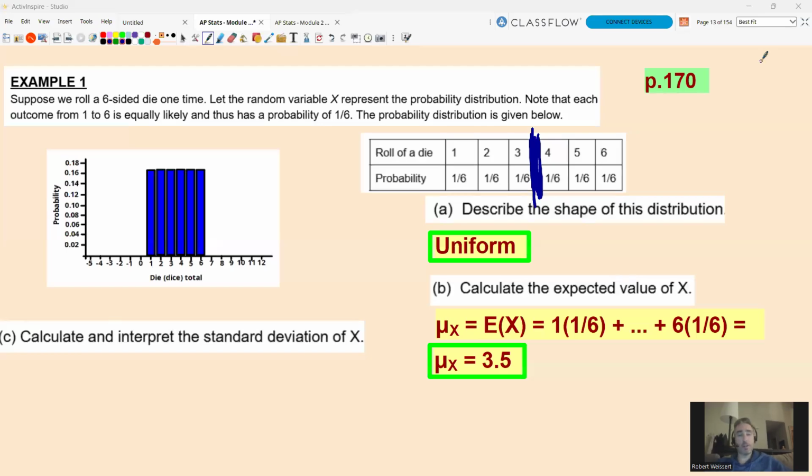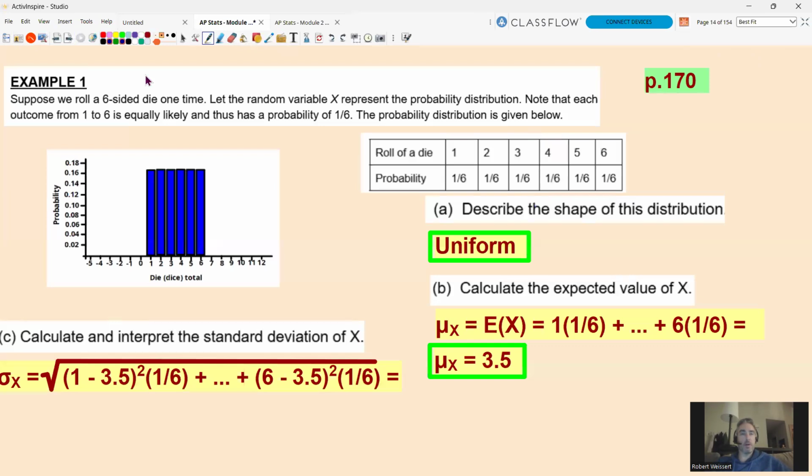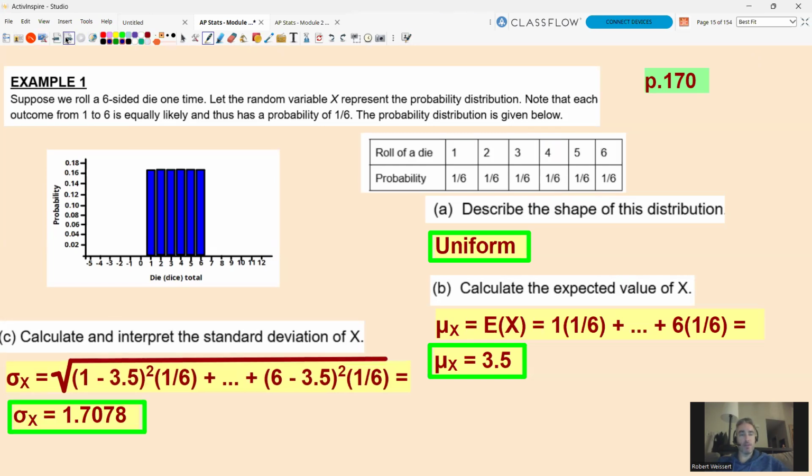Part C, calculate and interpret the standard deviation of x. Well, this formula is a little bit more complicated. As you might recall, what we have to do is take the square root of all this stuff inside, which is the value minus the mean squared times its probability, and add them all together. And you end up getting something equivalent to about 1.7078.